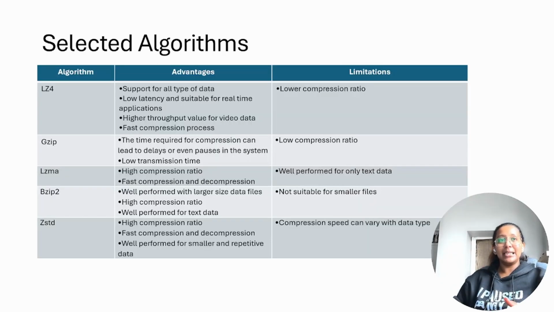After critically analyzing the existing literature, five algorithms, LC4, GZIP, LCMA, ZSTD, and BC2, were selected to create a new hybrid compression model. These algorithms have some advantages such as good compression speed, and also some limitations such as lower compression ratio. Then I selected 5 different data files with different types of text data, such as mostly numeric data, mostly repetitive data, or a mixed type of data.